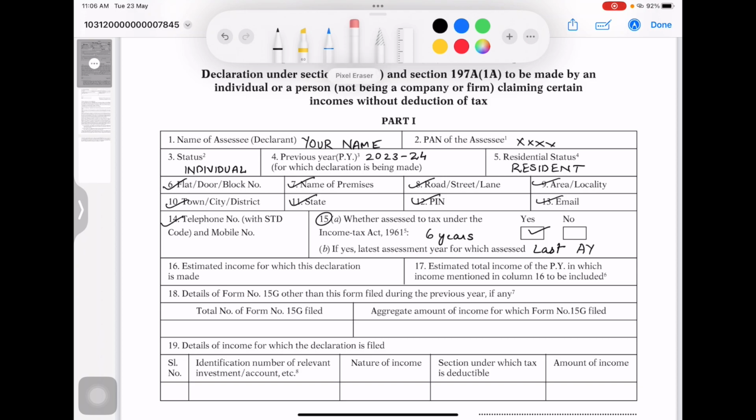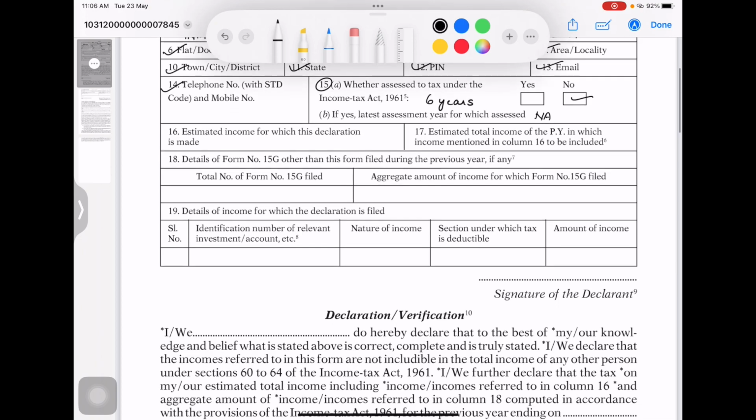And if in case you have not filed your income tax returns in the last 6 years, you check mark on the no box and you leave the B portion blank or write not applicable. All right. And then we proceed to the 16th point. Now, what do we fill in the 16th column? So this is the estimated income for which this declaration is made. So this is your PF claim amount.